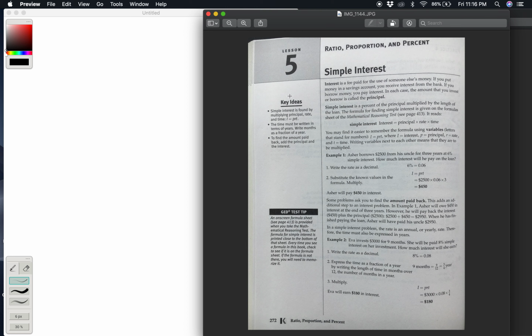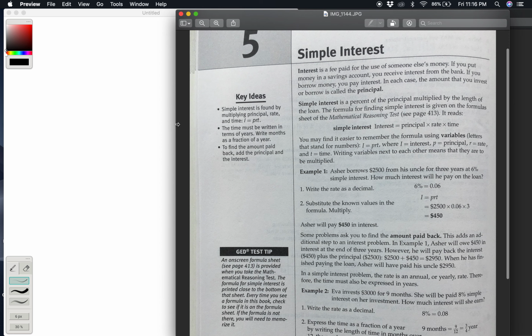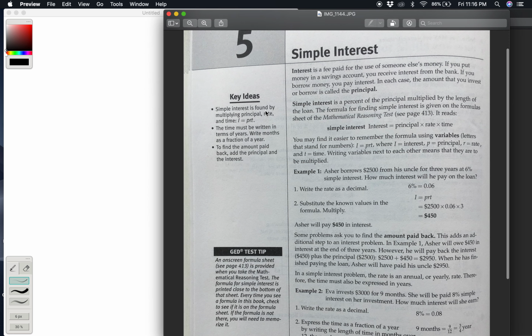So let's get started. So the key ideas, let me zoom in a little bit. Okay, simple interest is found by multiplying principal by rate and time. So I equals PRT. So I stands for interest, P is principal, R is rate, and T is time. The time must be written in terms of years. Write months as a fraction of a year. To find the amount paid back, add the principal and the interest.